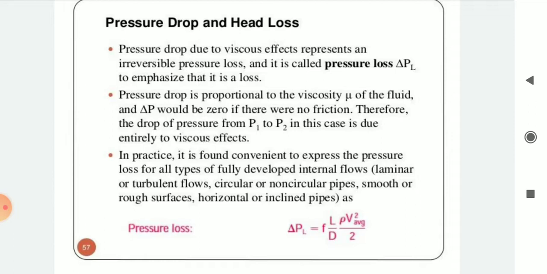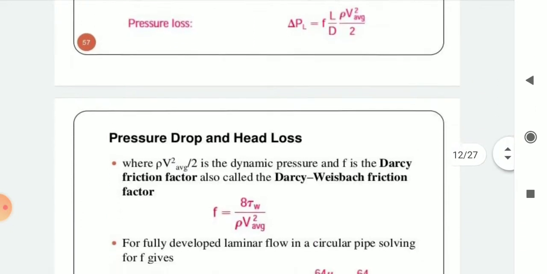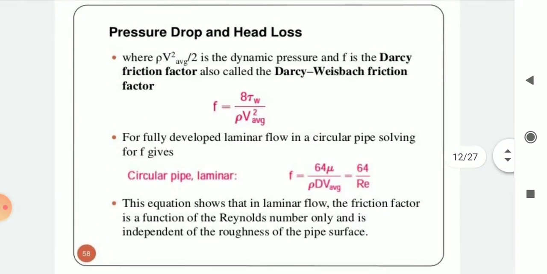In practice, it is found convenient to express the pressure loss for all types of fully developed internal flows, laminar or turbulent, circular or non-circular pipes, smooth or rough surfaces, horizontal or inclined pipes, as delta P_L equal to f (L/D) (ρ V average²/2), where ρ V average²/2 is the dynamic pressure and f is the Darcy friction factor, also called the Darcy-Weisbach friction factor, f equal to 8 τ_w divided by ρ V average².